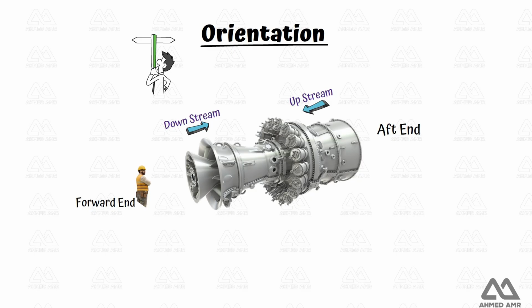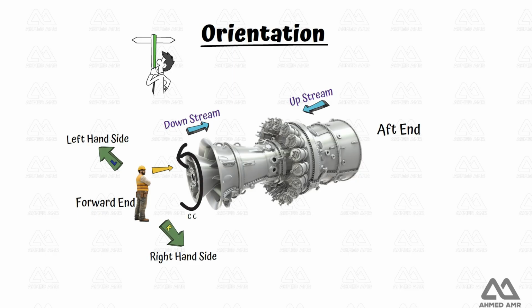Right or left is defined while standing at the forward end looking downstream. What's on your right is the right-hand side, and what's on your left is the left-hand side. The shaft rotation direction is counterclockwise when viewed downstream. These orientations are very important, and they'll stay with us throughout the course.